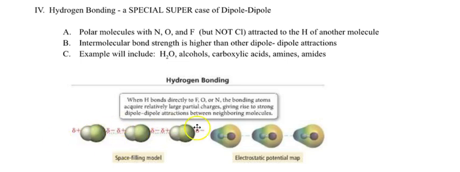So here's an example of hydrogen bonding. I guess they're using HF. So an H bonds directly to F or N, so there's an H and an F, all right, or an H and an O, or an H and an N. So the H has to be on one of those 3 elements. The bonding atoms acquire a relatively large partial charge, giving rise to very strong dipole-dipole attractions between neighboring molecules. So it is, like I said, a super case of dipole-dipole, okay?